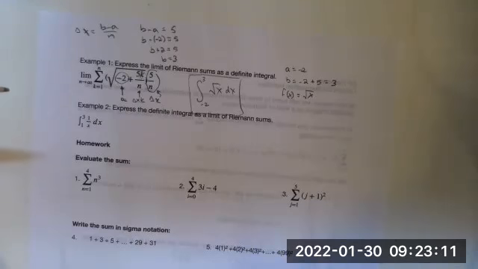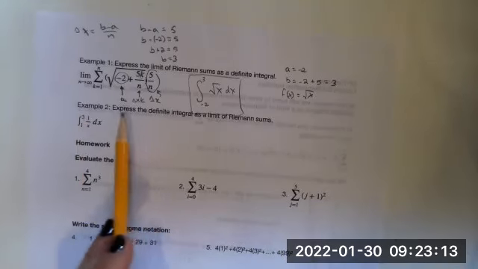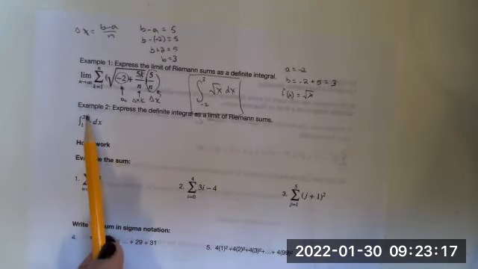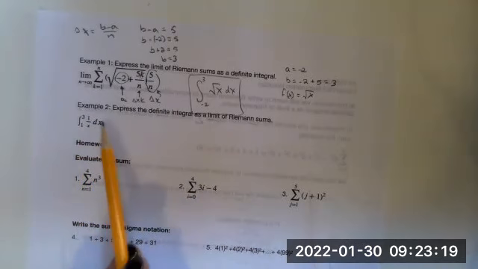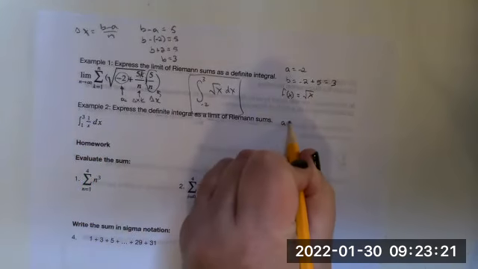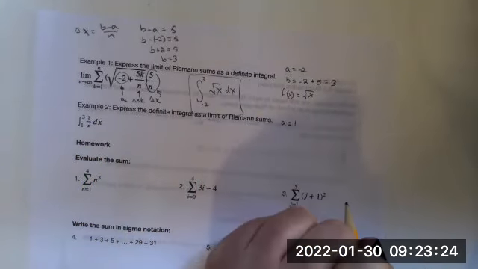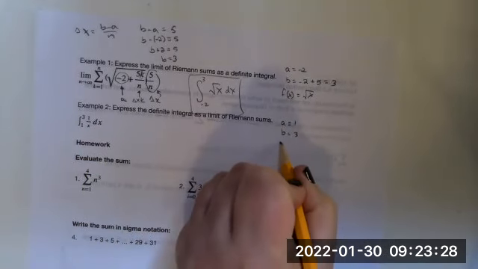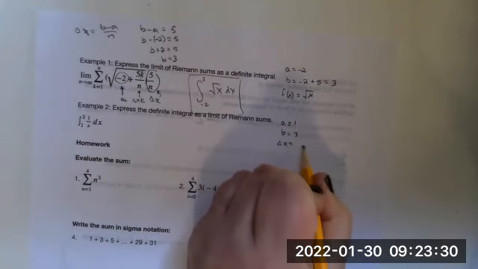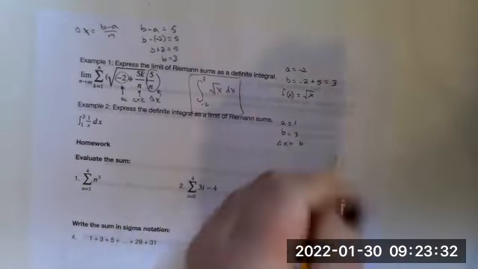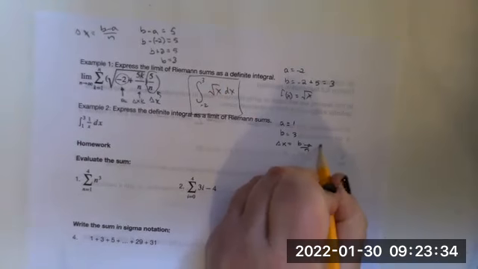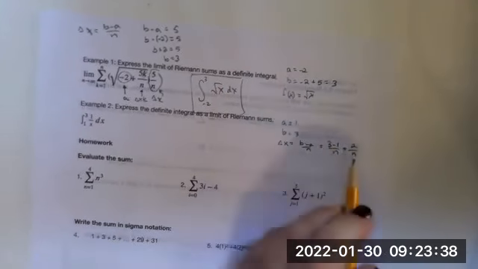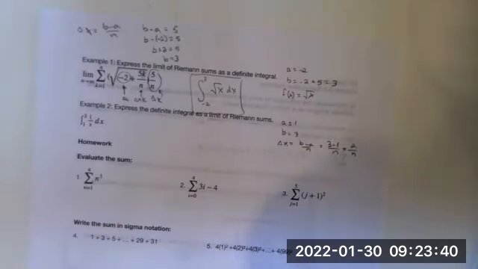Okay. So we're going to go the other direction. Example 2: express the definite integral as a limit of Riemann sums. So I have the integral from 1 to 3 of 1 over x dx. Okay, so we know that our a is 1 and our b is 3. So our delta x is b minus a over n, might as well put that in there. So 3 minus 1 over n is 2 over n. So our delta x is going to be 2 over n.